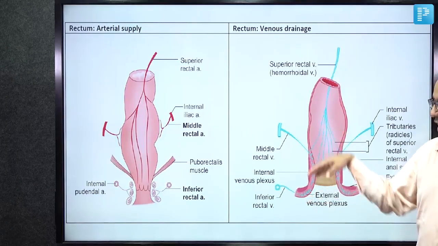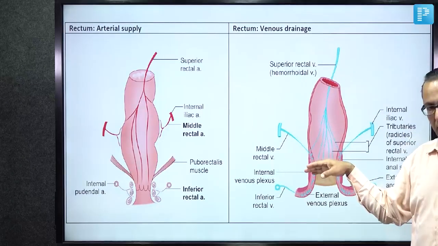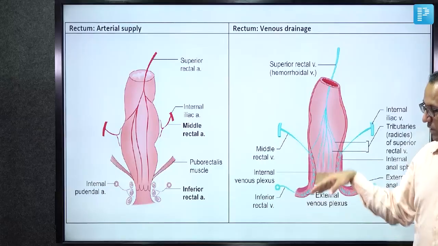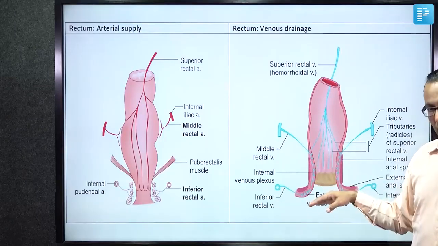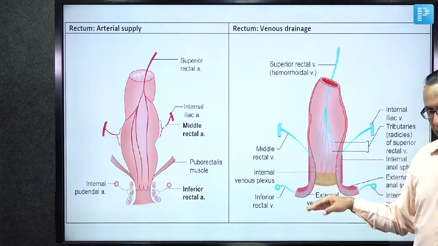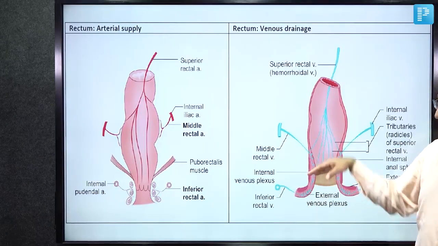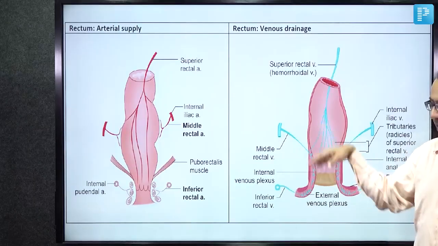Internal hemorrhoids are having the bleed of superior rectal vein and superior rectal artery, whereas external hemorrhoids are having the bleed of inferior rectal vein and inferior rectal artery. The external hemorrhoids are very painful bleeds because it is somatic innervation, and internal hemorrhoids are painless bleeds because it is the autonomic nervous system supplying the area.